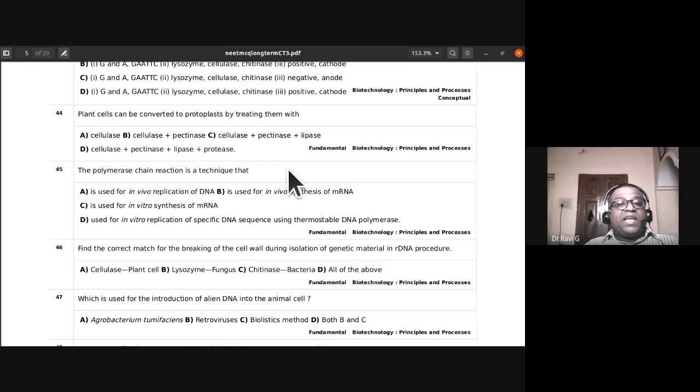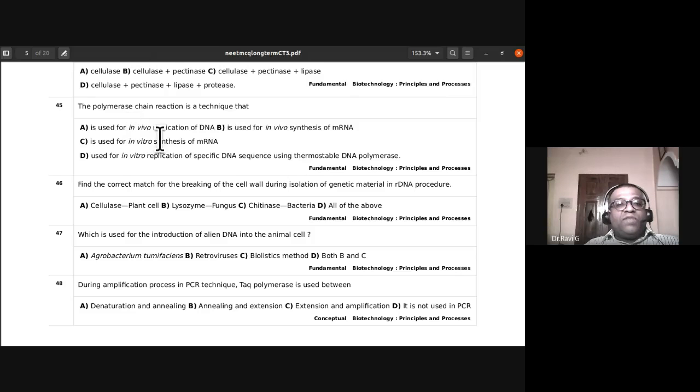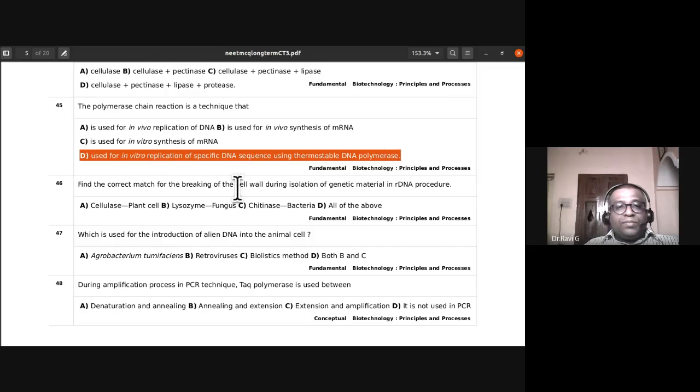The polymerase chain reaction is a technique that is used for in vivo replication of DNA, used for in vivo synthesis of mRNA, used for in vitro synthesis of mRNA, used for in vitro replication of specific DNA sequence using thermostable DNA polymerase. What is the answer? Option D. In vitro replication of specific DNA using thermostable DNA polymerase, we call it Taq enzyme. Okay, so that thermostable DNA polymerase we are using for the in vitro replication of specific DNA.